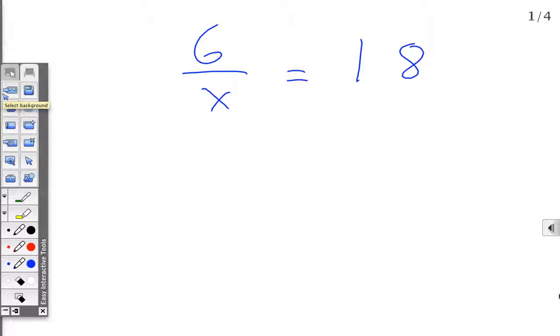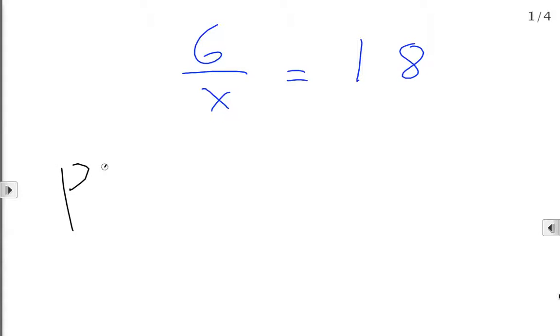So this is kind of for Monday night's homework, which is on page 358 and it's number 51.